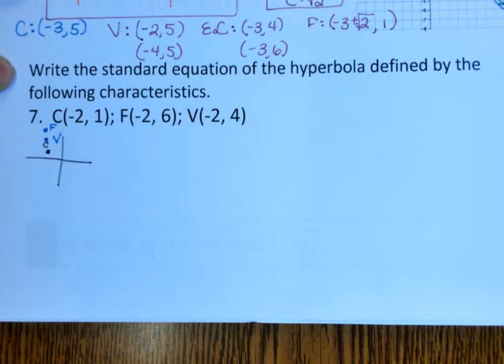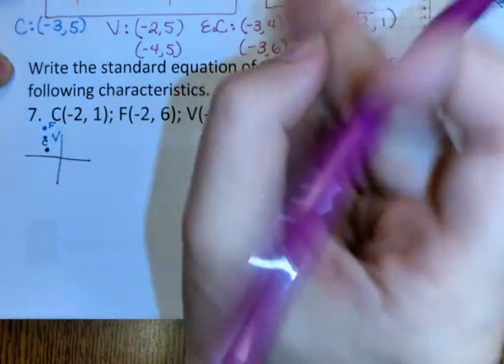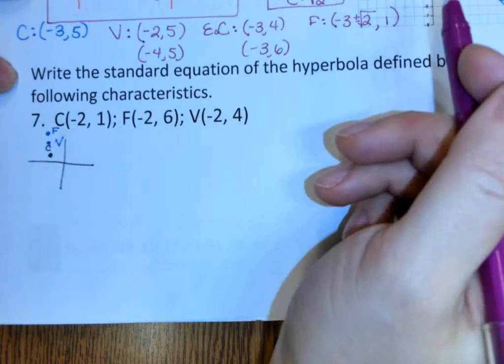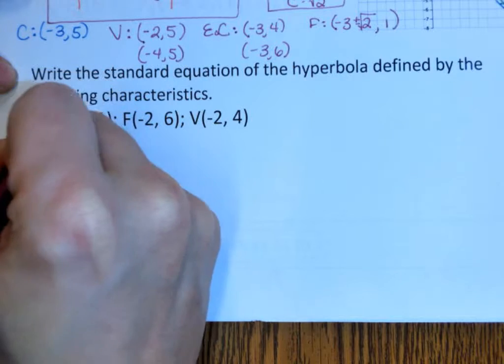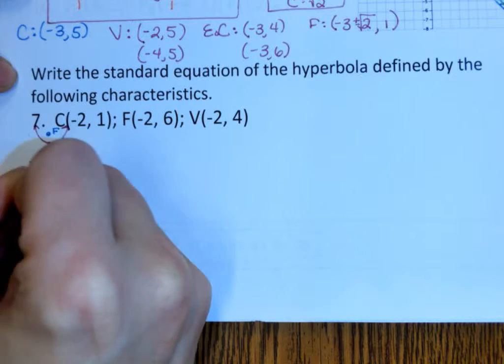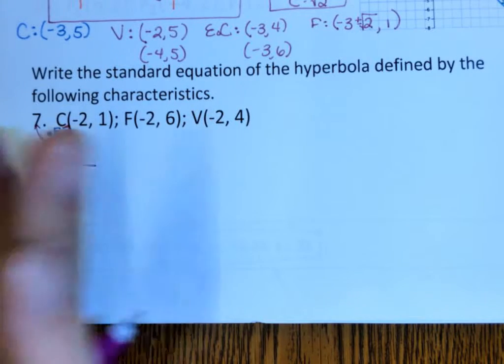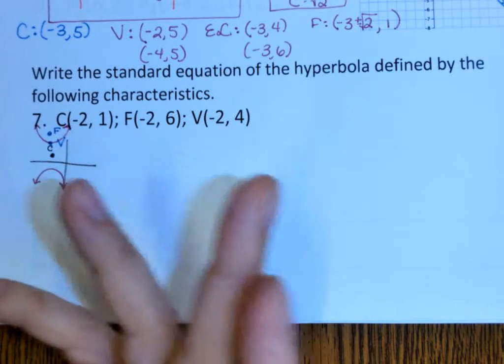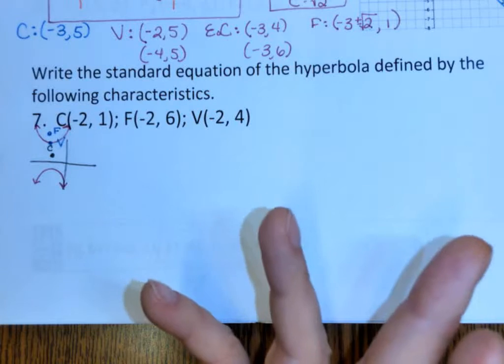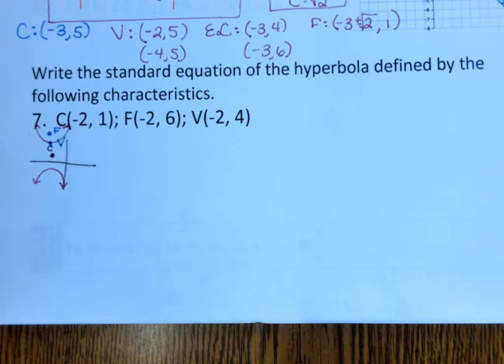With that information, and it's not really that much, can you tell me which direction my hyperbola is going to open? Up and down. Yeah, so it will go that way and that way, and then I'll have something else on this side. That's the only thing I really needed to draw the picture for, to figure out which direction it was going, because for a hyperbola, which direction it opens tells me which variable goes first.